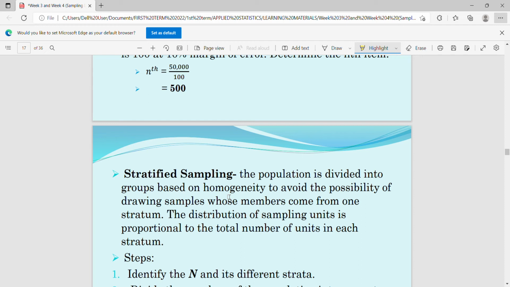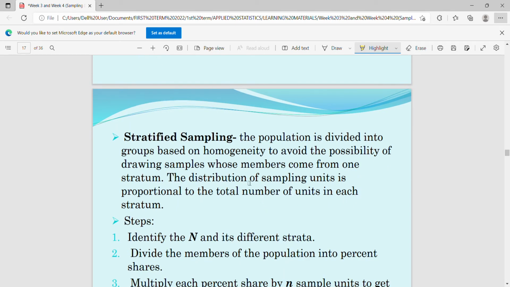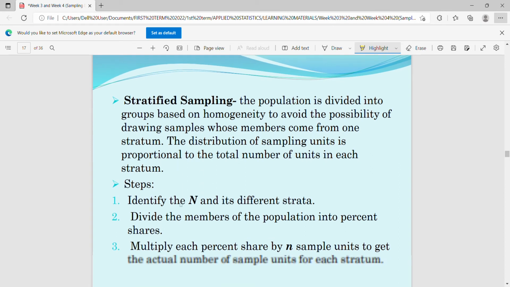In this method, the population is really divided because we are going to follow a certain formula, which is the percentage. How to get the number of samples for a particular group in our study. The distribution of sampling units is proportional to the total number of units in each stratum. So there is a percentage that we follow in determining it.